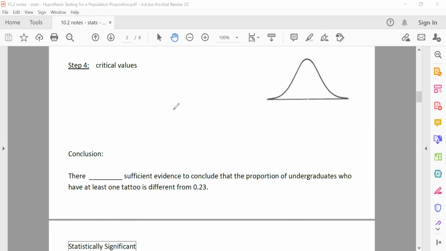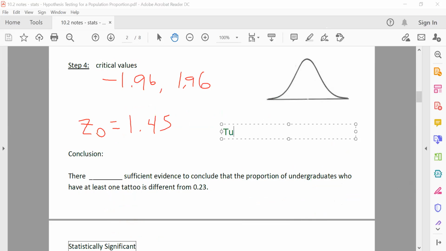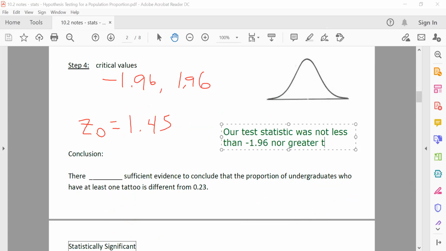Our test statistic was 1.45. Our critical values were negative 1.96 and positive 1.96. So our test statistic was not less than negative 1.96 nor greater than positive 1.96. So we failed to reject the null hypothesis.